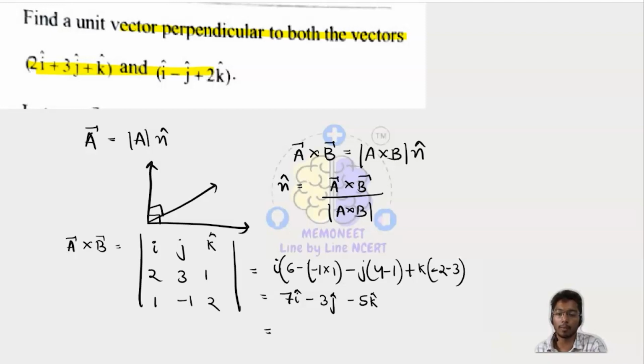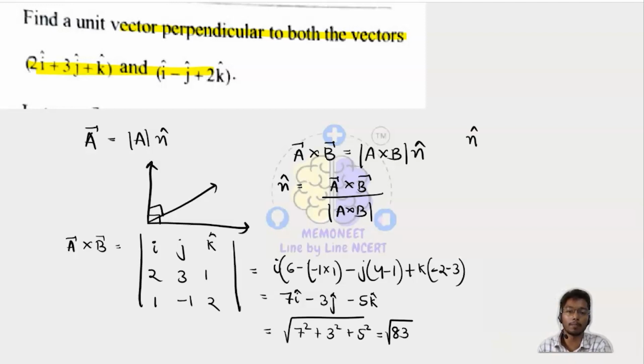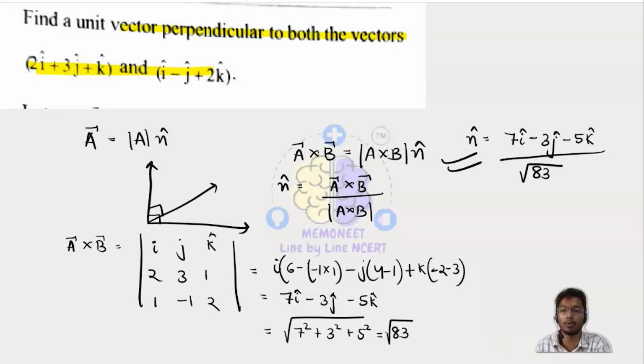If we try to find the magnitude here, that is 7 square plus 3 square plus 5 square under root, that is 49 plus 9, 58, plus 25, it is under root of 83. So our value of n cap will be equal to 7 i cap minus 3 j cap minus 5 k cap upon under root of 83. So this is the value of the unit vector that is perpendicular to both these vectors.